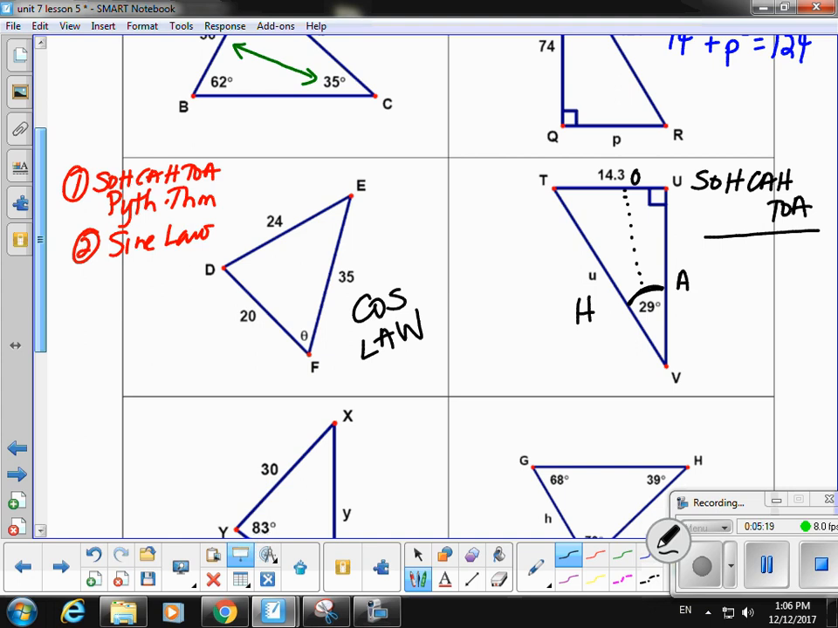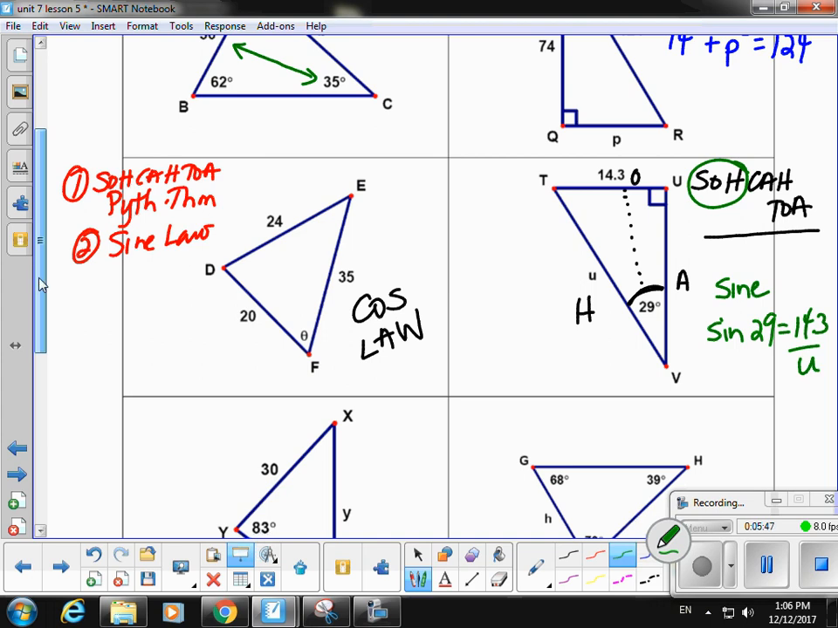So now that I've got it marked, I don't care at all about the adjacent side. The only trig ratio that doesn't use the adjacent side is sine. So not the sine law, but the sine ratio. Let's just set it up and we'll solve it in a minute. Sine of 29 degrees equals opposite over hypotenuse, 14.3 over u, just to make sure we didn't get the wrong law there.